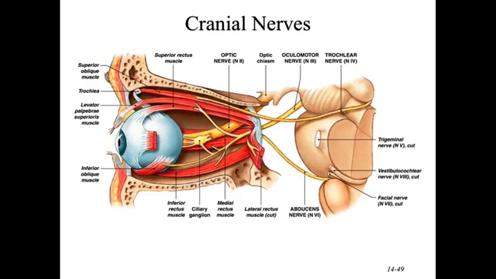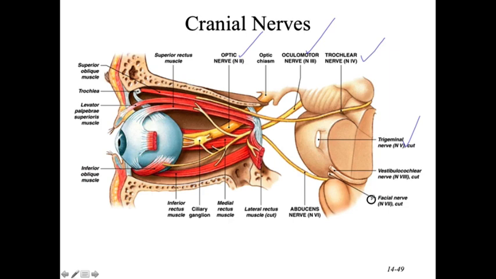Okay, so there's just taking a good look at the cranial nerves going to the eye. We can see if we can highlight these. You can see the trochlear nerve. We can see the optic nerve. We can see the oculomotor nerve. We can see cranial nerve 5 for sensation. That's the trigeminal nerve.